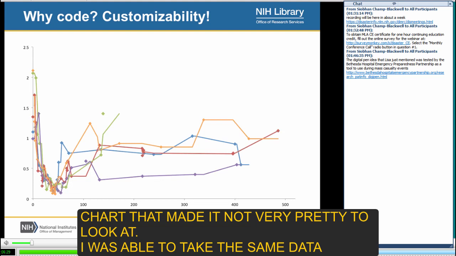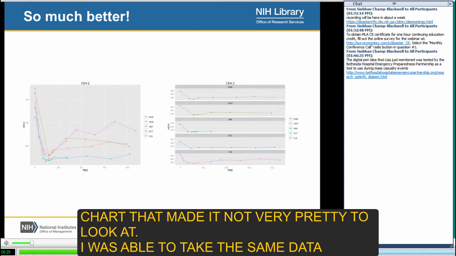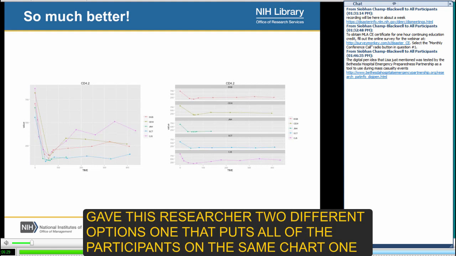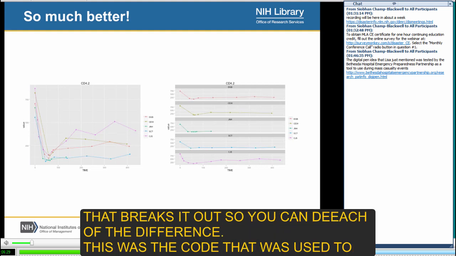So I was able to take the same data and work with it in R and came up with some charts that I feel were a lot easier to read. I gave this researcher two different options: one that puts all of the participants on the same chart, and one that breaks it out by participant so you can see each of the different individuals easily.